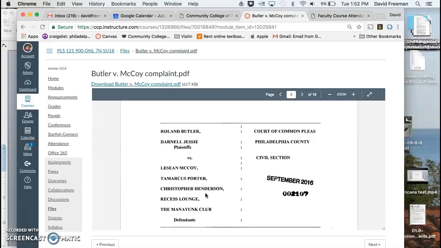And what makes the case a little bit interesting is that LaShawn McCoy is the individual who is the first defendant. He was a former Philadelphia Eagle, and if I remember correctly, is still playing football for the Buffalo Bills. I think I'm going to stop here and make sure this is all working.